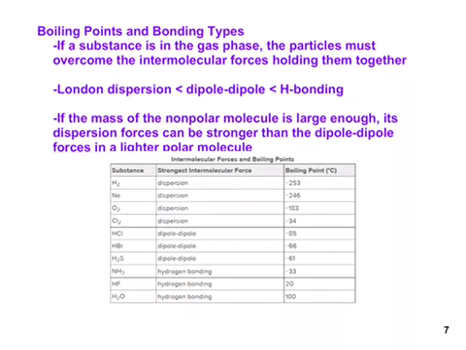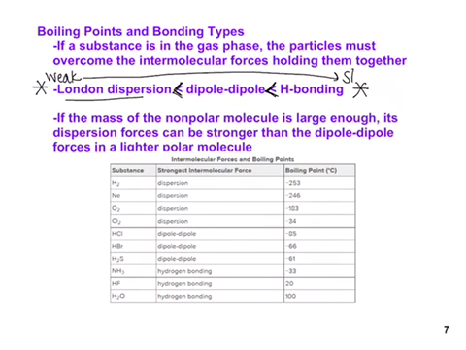So the last thing we're going to look at here is the boiling points and the bond types. So if a substance is in the gas phase, the particles must overcome the intermolecular forces holding them together. So this right here is your strength chart. London dispersions are less strong than dipole-dipole, and dipole-dipole are weaker than hydrogen bonding. So this is a weak to strong chart.